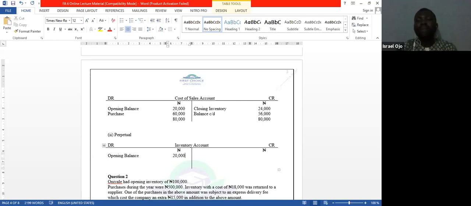Then they make a purchase. Once they make a purchase, the accounts that are going to be affected are your payable or your bank account. Your inventory account will be the next to be affected. So you come back here, purchase. So you have your bank, your purchase of 60,000.